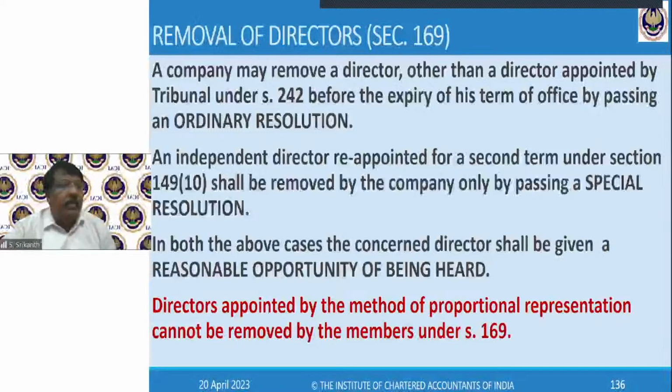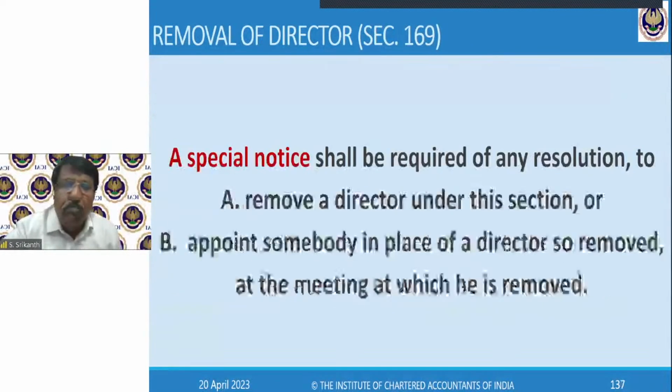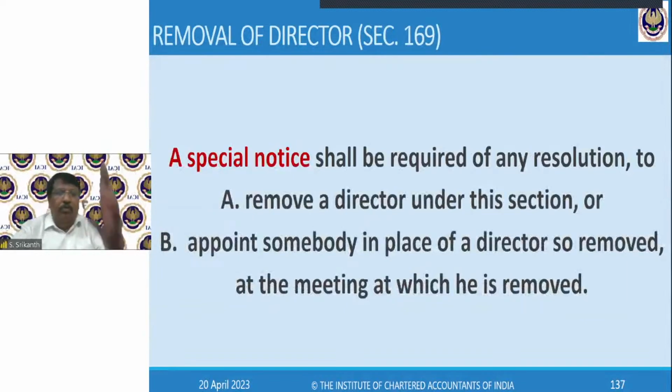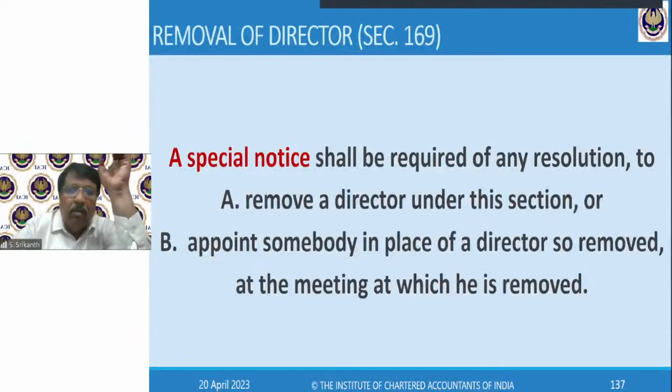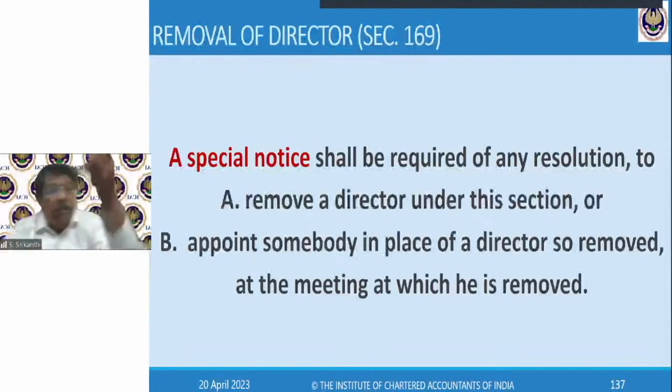Okay. As I told you, directors appointed by method of proportional representation cannot be removed. Now, if you want to remove a director, then special notice shall be required of any resolution to remove a director under this section, or appoint somebody in the place of a director so removed at the meeting at which he is removed. So you want to remove donkey and appoint monkey.